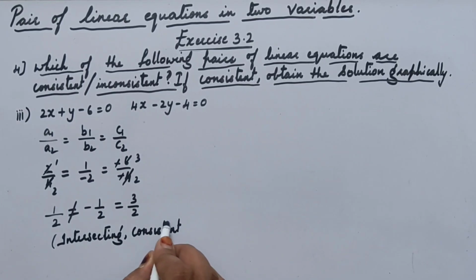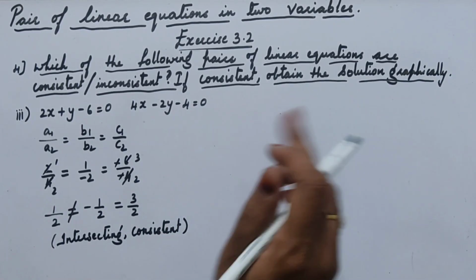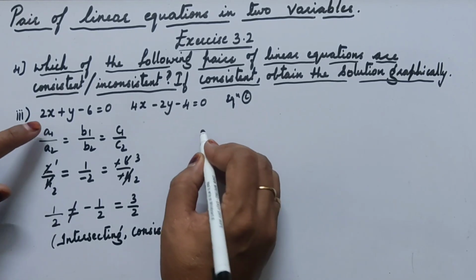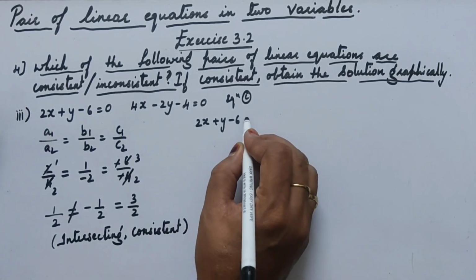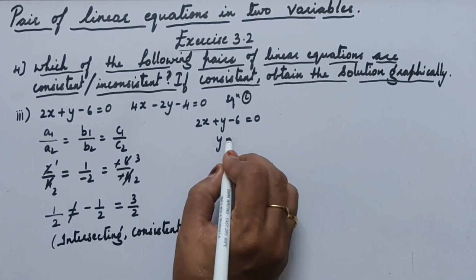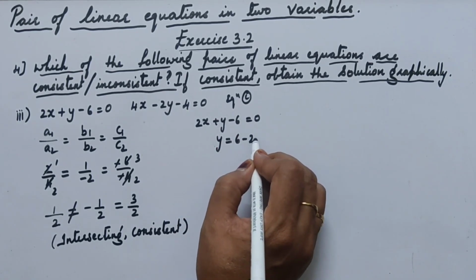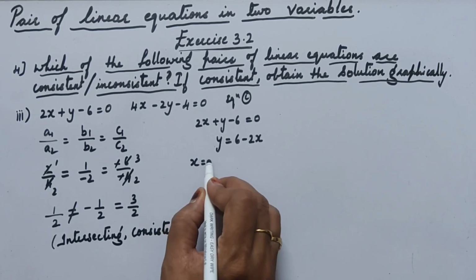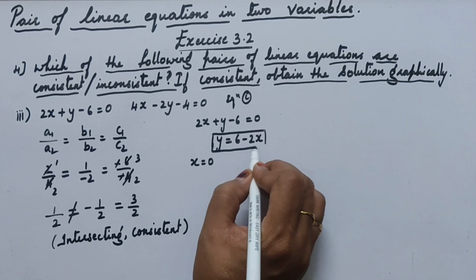Okay, now as this is consistent, we need to obtain the solution graphically. Now we'll take equation 1. So here we have got 2x plus y minus 6 equal to 0. Okay, y equal to, shift this to the other side, you're going to get plus 6 and this will become minus 2x. Okay, now we'll give the values for x equal to 0, x equal to 1 and 2.